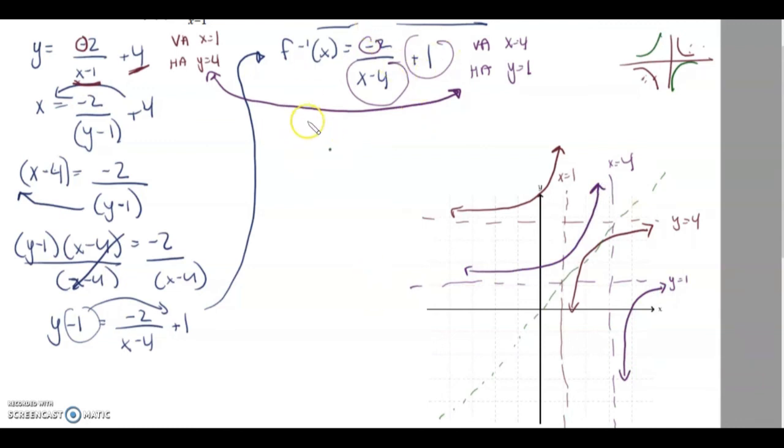Okay. The only restriction that you have to really make on the domain is that x cannot equal 4, but that's from the vertical asymptote, it's not from anything else. So this is f of x, and then this is f inverse of x.